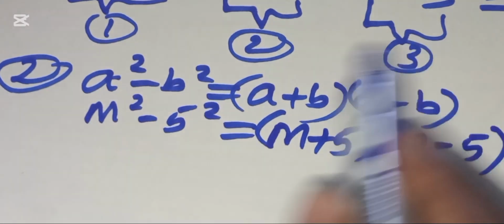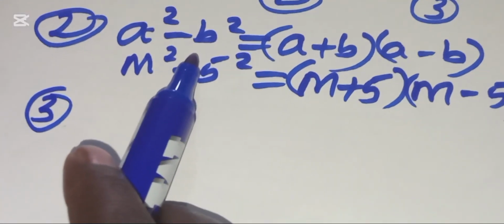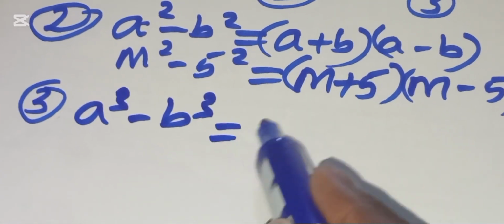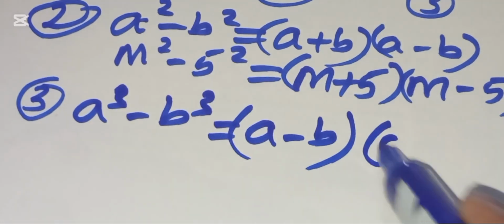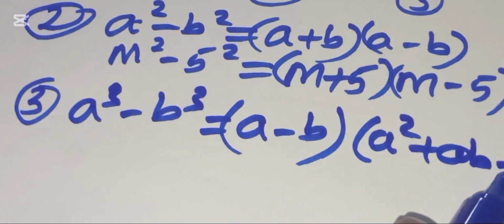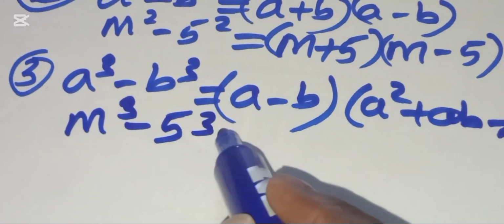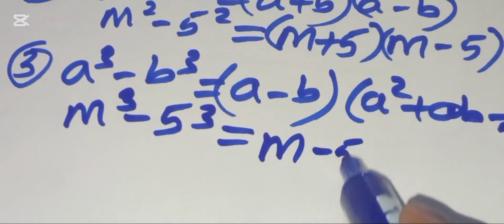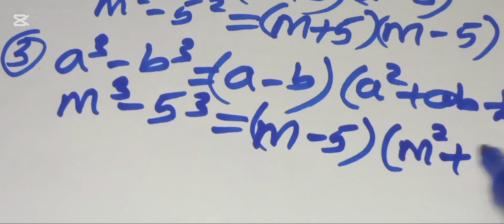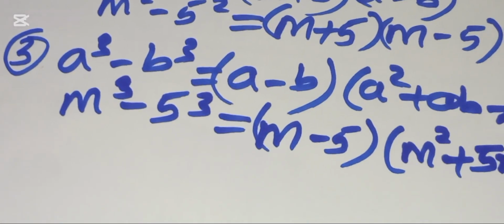For the third part, this is the difference of two cubes, expressed as a cubed subtract b cubed, which is the same thing as a minus b, a squared plus ab plus b squared. So m cubed subtract 5 cubed is m minus 5, m squared plus 5m plus 25. Yes, this is what we have.